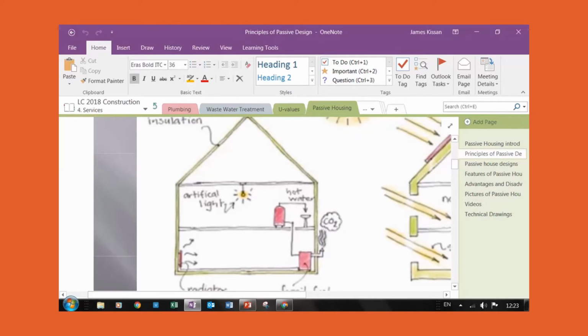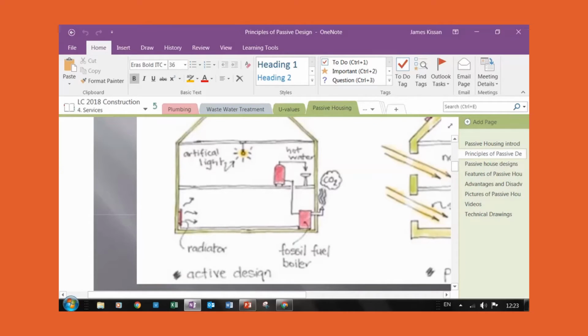Now, what else is different in the house? We have our traditional radiator heating the room through convection, where air hits the radiator, gets heated, and rises, and as it rises, cold air rushes in, gets heated up, and circulates through the room. Artificial lighting, so we have our traditional light bulb here creating the light. We have our fossil fuel oil boiler, producing CO2. And we have our copper cylinder, and we get our hot water from the copper cylinder.